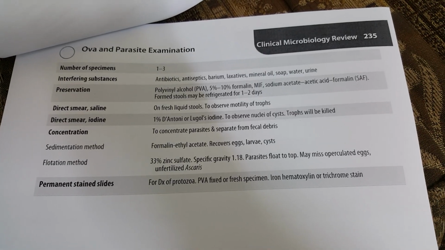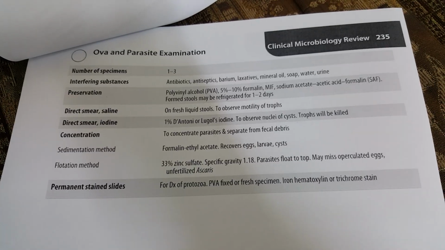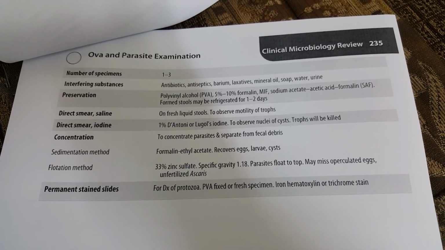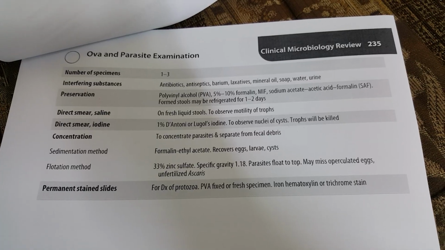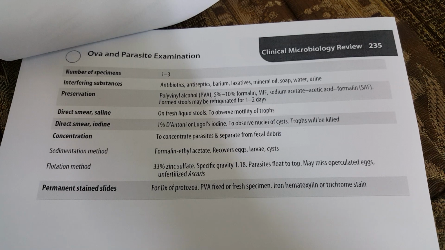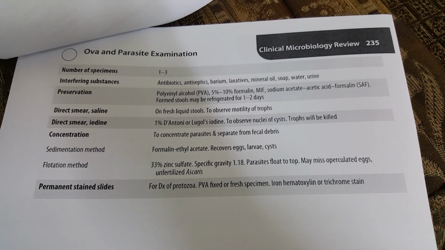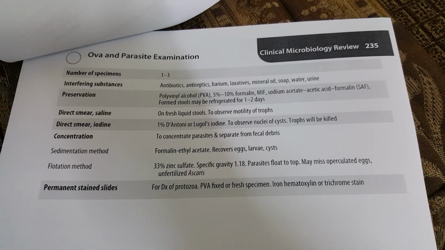Direct smear with saline on a fresh liquid stool is used to observe the motility of trophozoites. Direct smear with 1% D'Antoni's or Lugol's iodine is used to observe the nuclei of the cyst. Trophozoites will be killed in iodine stain. Concentration is done to concentrate the parasites and separate them from the fecal debris.